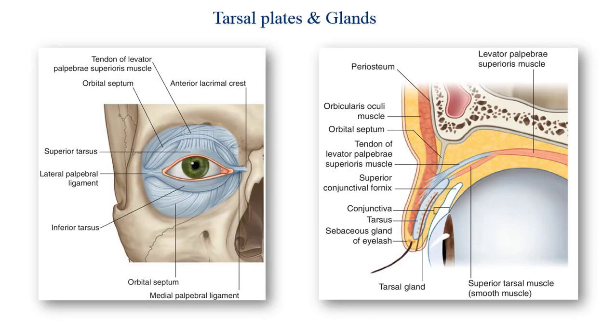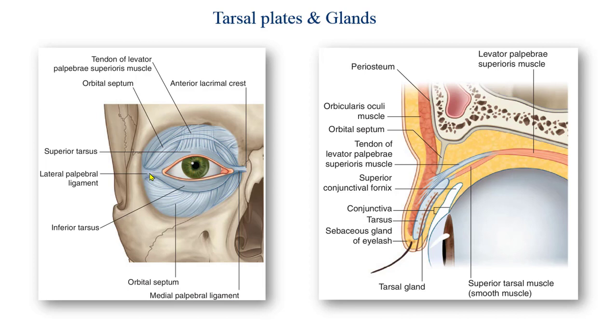Just deep to the orbicularis oculi muscle, we next encounter the tarsal plate. The tarsal plate or tarsus is a lined plate of firm, dense connective tissue that gives some structure and form to the eyelid. Each tarsal plate is connected to the medial and lateral borders of the orbit by means of the medial and lateral palpebral ligaments, which help anchor them in position.